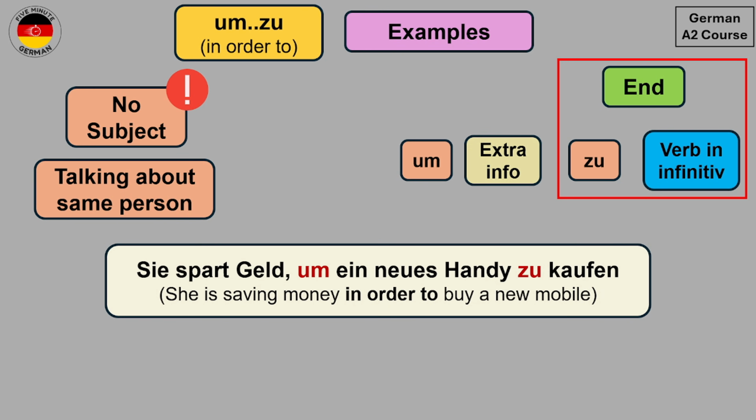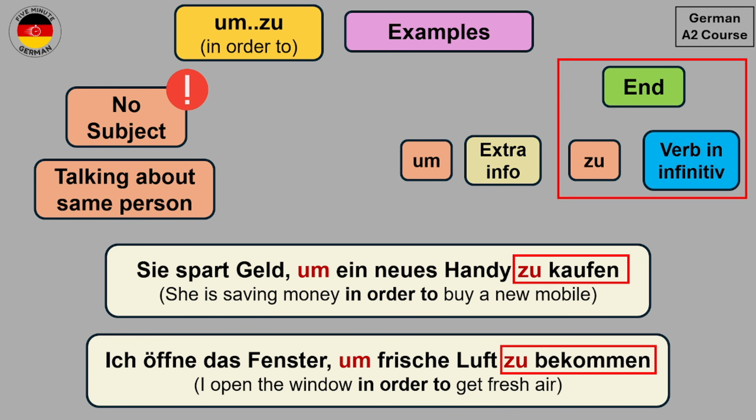So I have the sentence, Sie spart Geld, um ein neues Handy zu kaufen. She is saving money in order to buy a new mobile. Now over here again you see that the Nebensatz starts with um, then we have some extra info or the object, which is ein neues Handy, and at the end we have zu followed by the verb in infinitive, which is kaufen. Another example can be, Ich öffne das Fenster, um frische Luft zu bekommen. I open the window in order to get fresh air. Again we have um followed by some extra info, which is frische Luft, which means fresh air, and at the end we have zu followed by the verb in infinitive. So this is how you can use um zu with normal verbs.